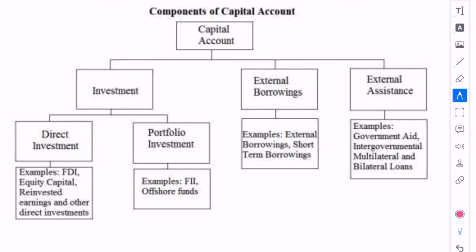See, investment, external borrowings and external assistance. These are the 3 major parts.